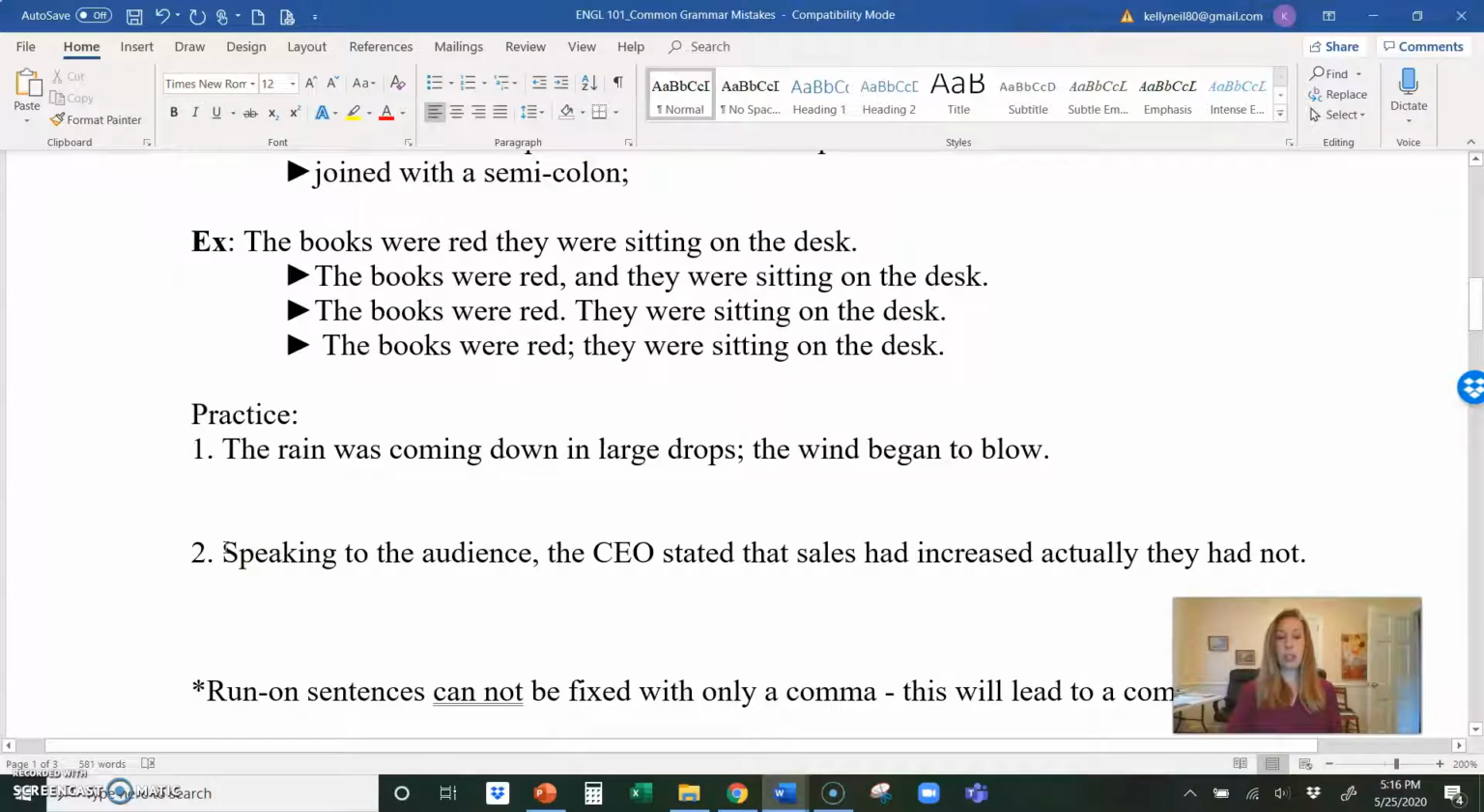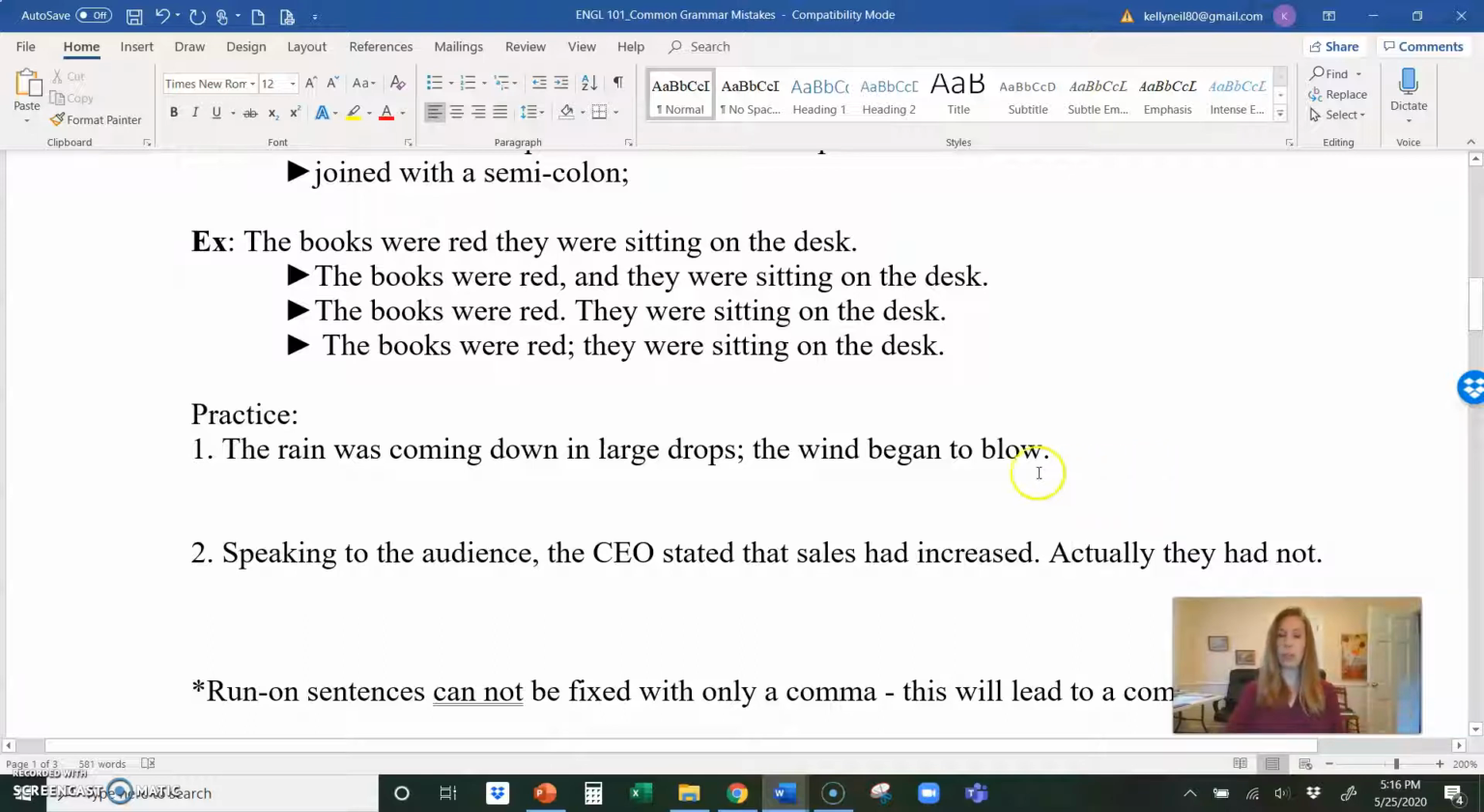Second one is a little trickier. Speaking to the audience, the CEO stated that sales had increased. That is my first complete thought. That's my first independent clause. Actually, they had not. That's my second independent clause. I have to separate those somehow. So you know what I'm gonna do? I'm gonna put a period right here. I'm gonna capitalize the A and just make this next sentence, actually they had not, a complete sentence all on its own.